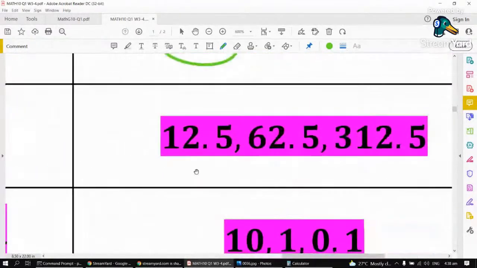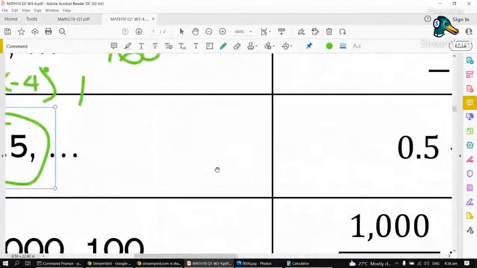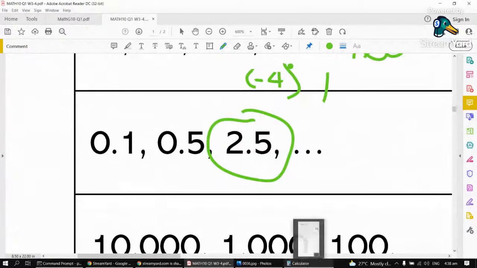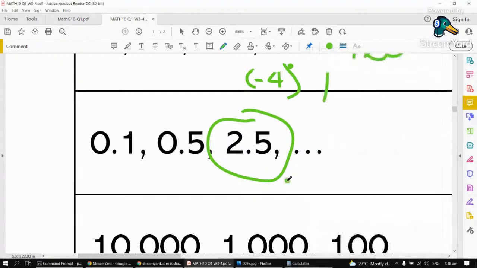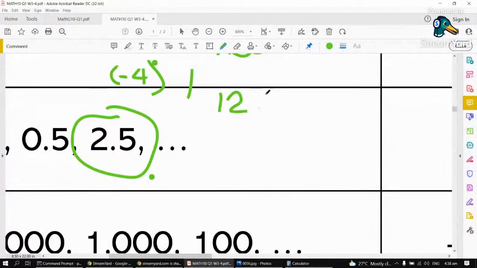Next, kunin natin yung susunod na mga terms. So this is positive. Ang sagot natin, puro positive. The next dyan is 2.5. Ita-times natin ng 5. 2.5 multiply natin ng 5, that's equal to 12.5. And then, pagkatapos ng 12.5, talagay ko lang dito sa taas na 12.5.